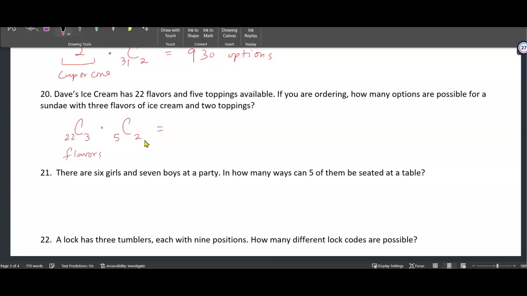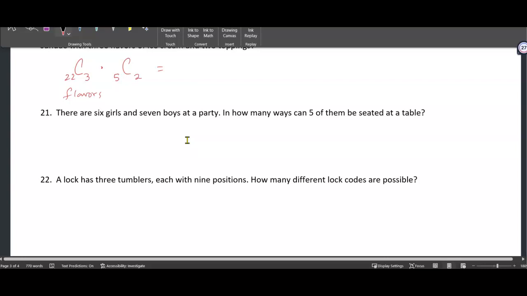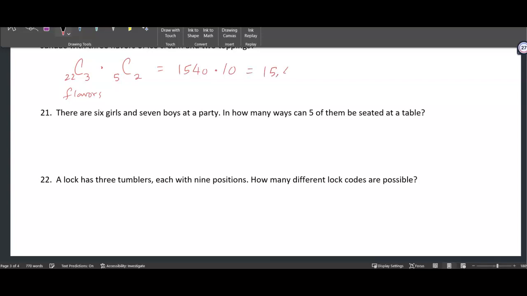So when you find each combination, again, because they are different sets, you cannot make it into one combination. You have to treat it as 2 different combinations and then multiply them together, right? So the first combination, you have 1,540 choices, and the second one, you have 10 choices, so you multiply them together, and it will be 15,400 options for your sundaes at Dave's Ice Cream, okay?